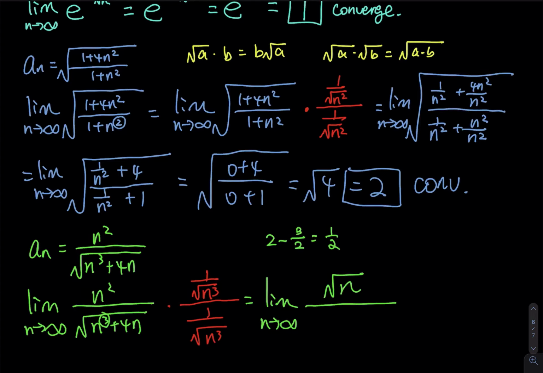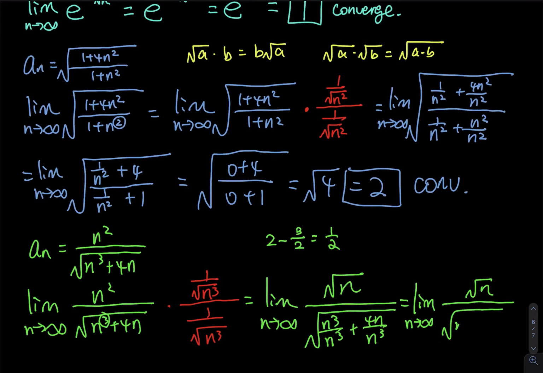And then the bottom, inside the square root, you have n to the third divided by n to the third plus 4n divided by n to the third. So overall, you have the limit as n approaches infinity. The top is the square root of n. The denominator is the square root of 1 plus 4 divided by n squared.